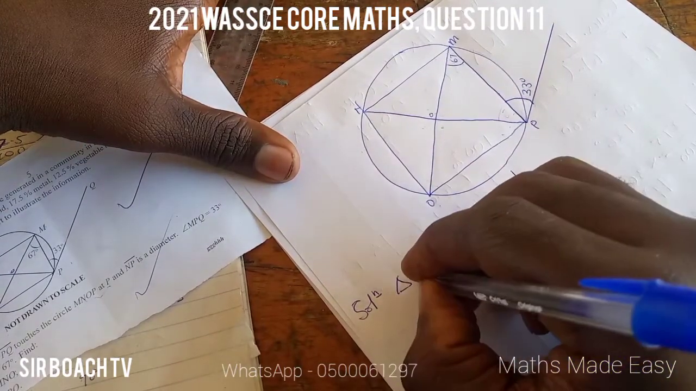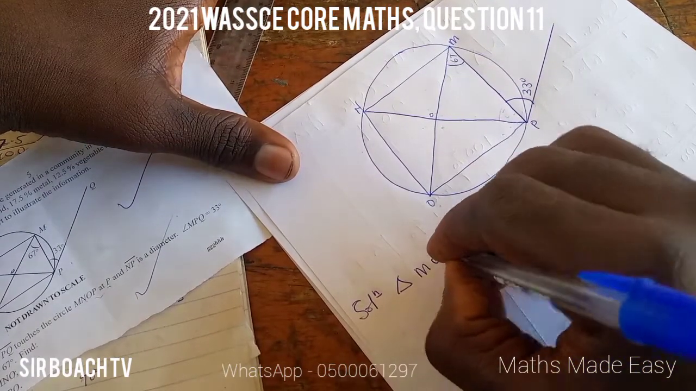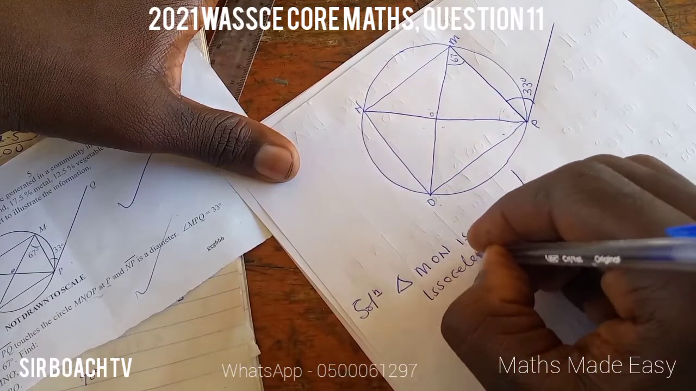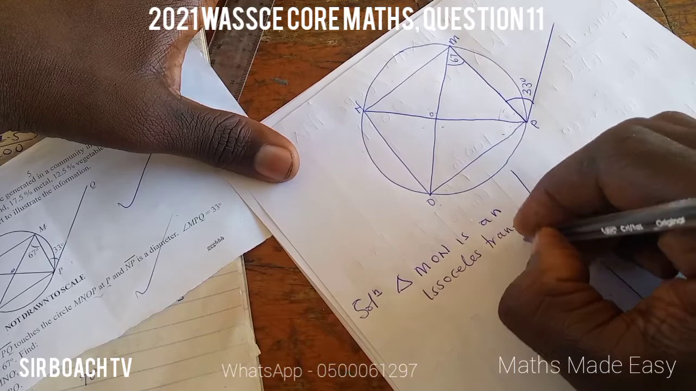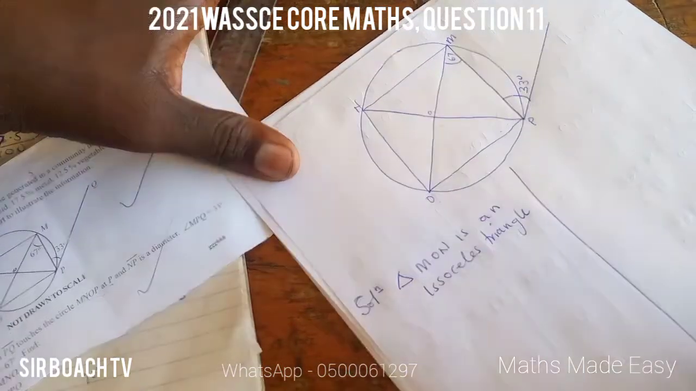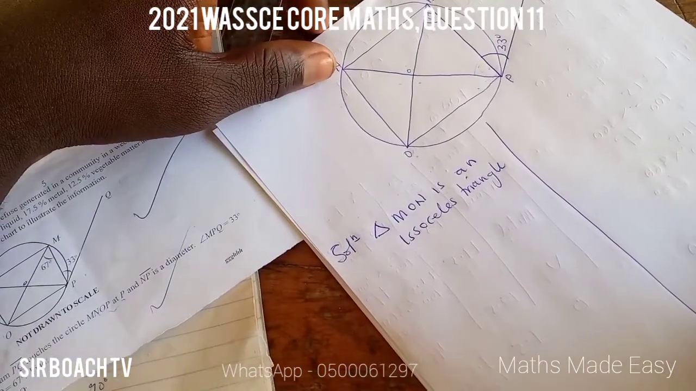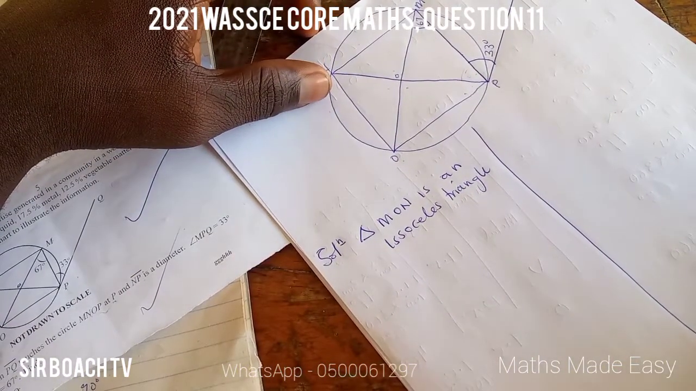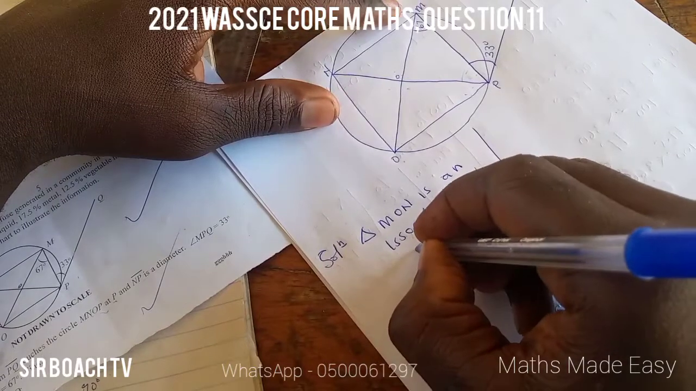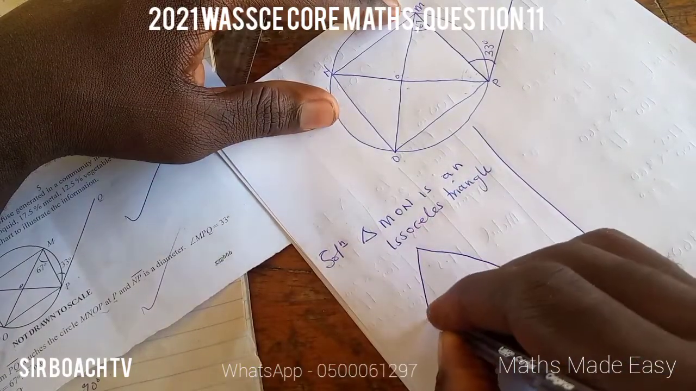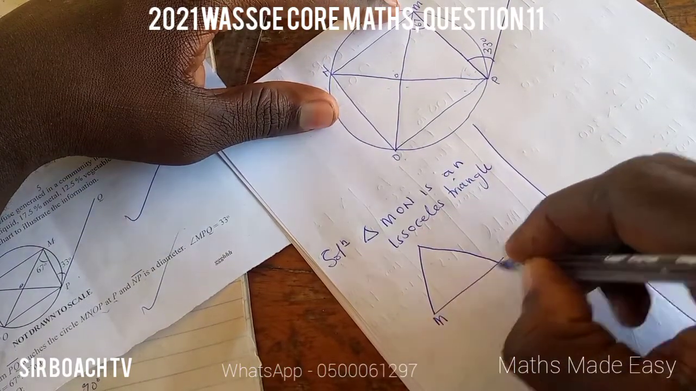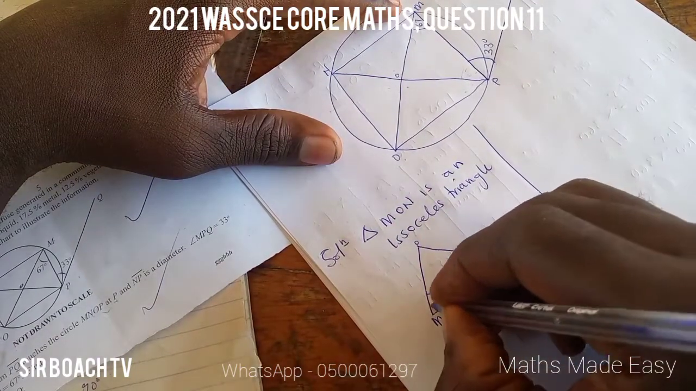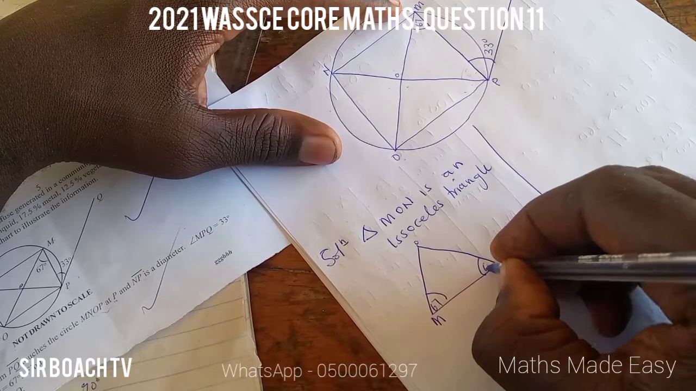So triangle MON is an isosceles triangle. Now, what is an isosceles triangle? It means that the sides are equal and the base angles are equal. So let's consider that. So this is M, this is P, and this is O. So if the M here is 67, it means that here it is automatically 67.